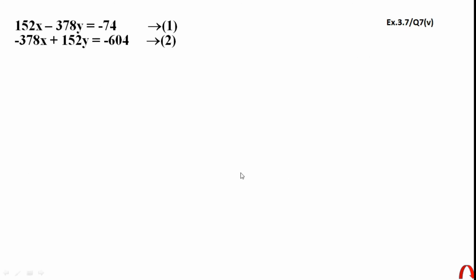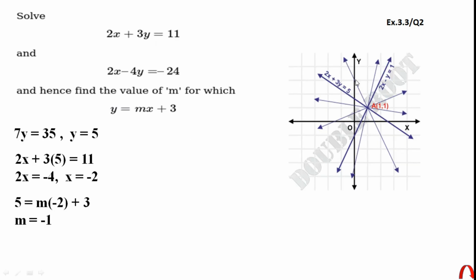Let us see another example. How do we apply this to solve the linear equations? Look at this example. If I look at the coefficients, they are large numbers. In such questions, we prefer that instead of solving these two lines directly, we find another pair of lines which will have the same solution.